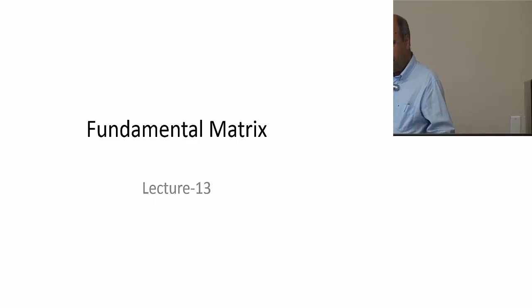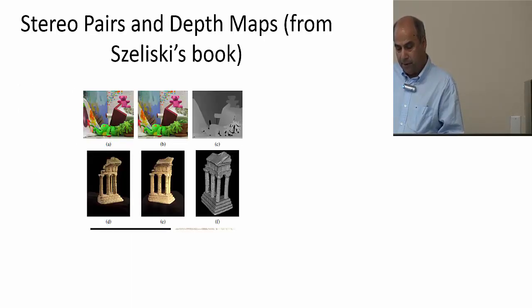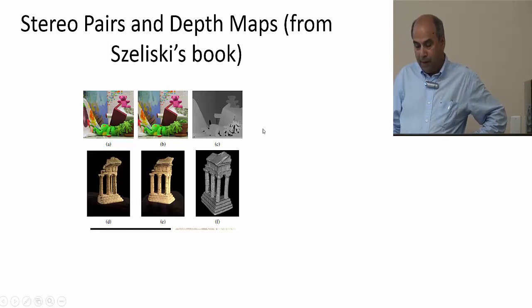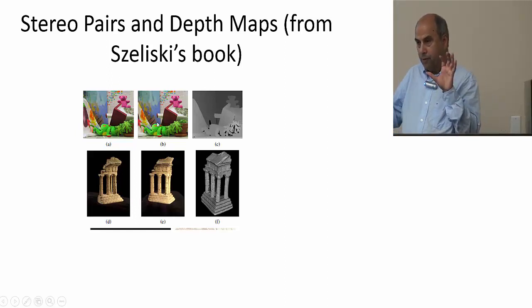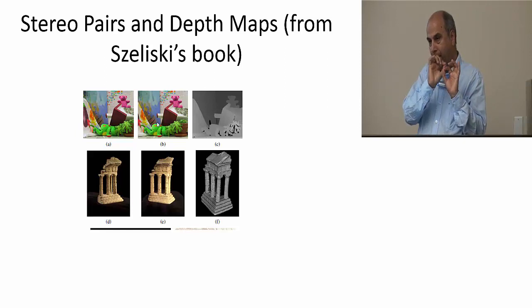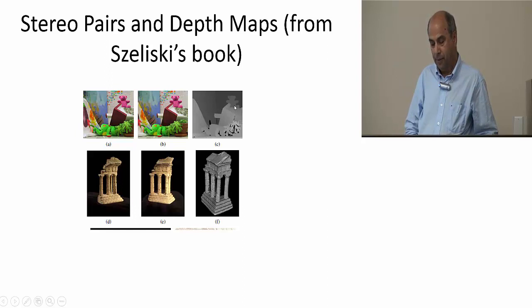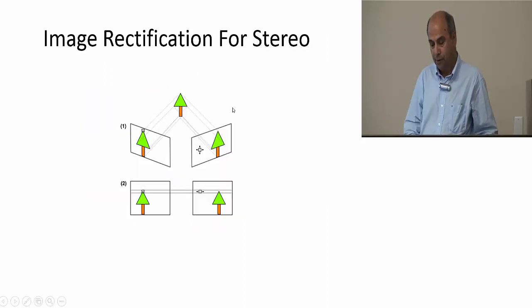So we're going to talk about the fundamental matrix. It's a little different, but it's a very interesting, very important part of computer vision. Once we know how to compute the fundamental matrix between two images, we can use it for stereo, for structure from motion, for view invariant action recognition, and many, many applications. Here's an application of stereo. We have two images, and in order to find the depth disparity, we take a pixel from this row, go to the same row and find the match. This becomes the depth map, and you need to do that using the fundamental matrix.